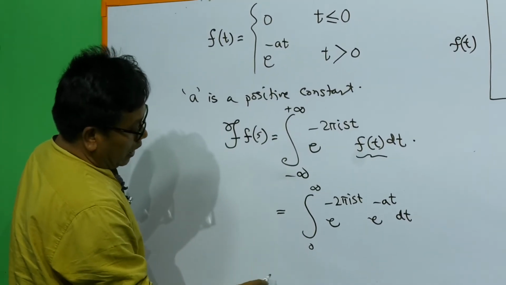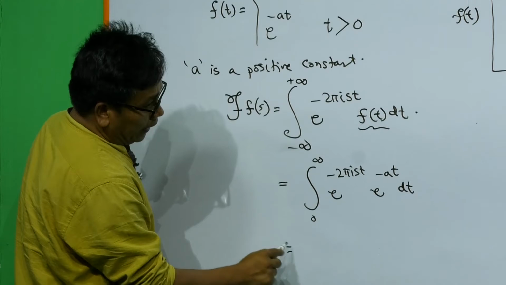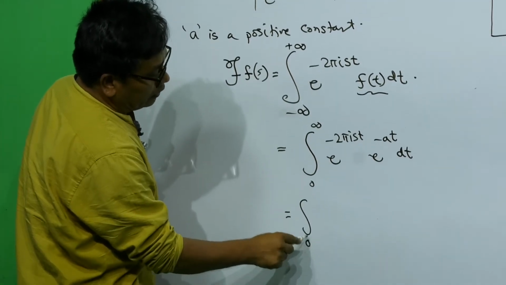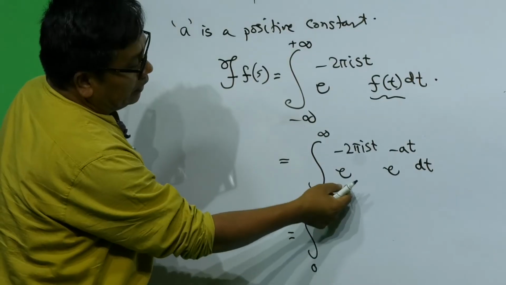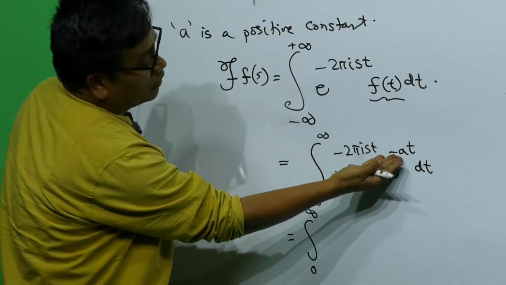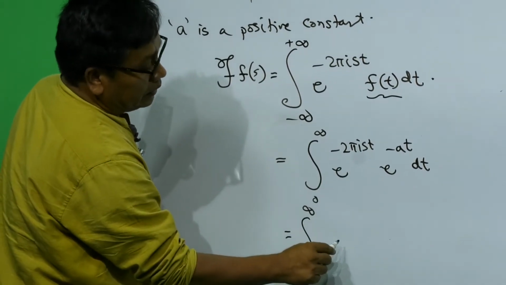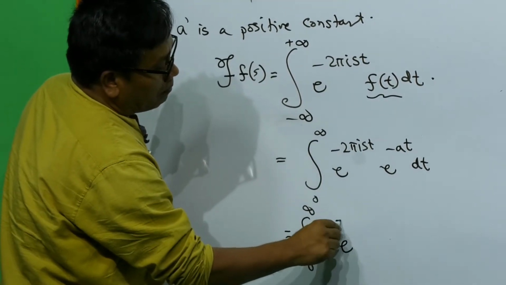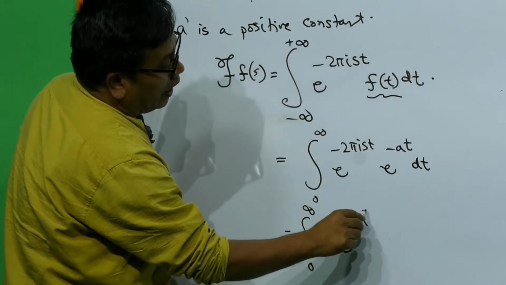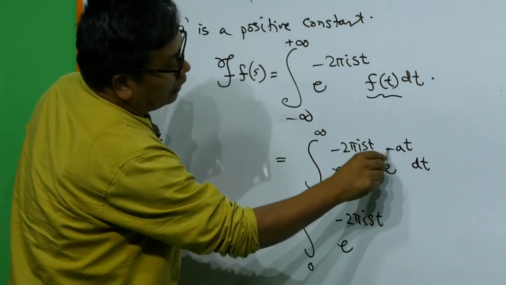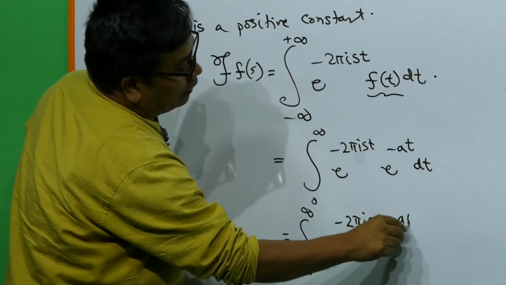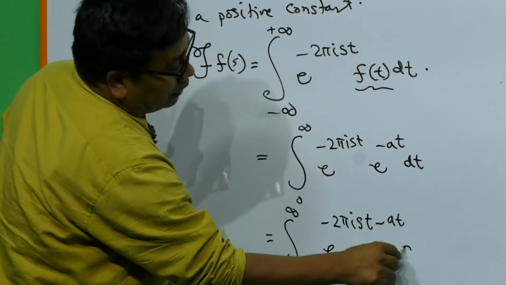Now, what will it look like? This will look like the integral from 0 to infinity. This is e power something and this is also e power something. The base remains the same. So I can write this in the form e power minus 2 pi i s t, then minus a t, dt.